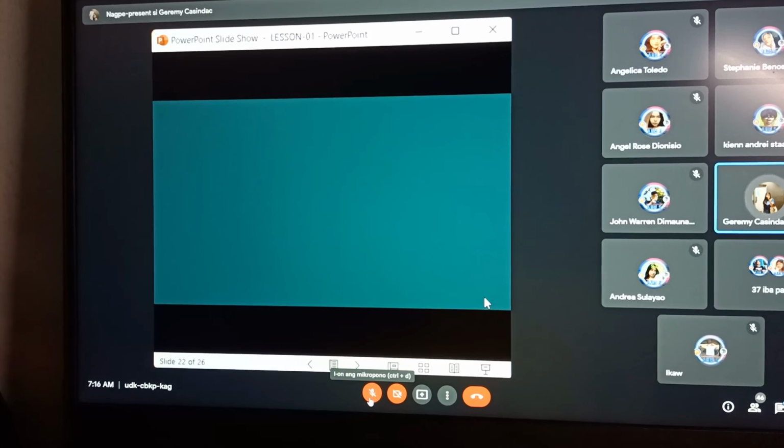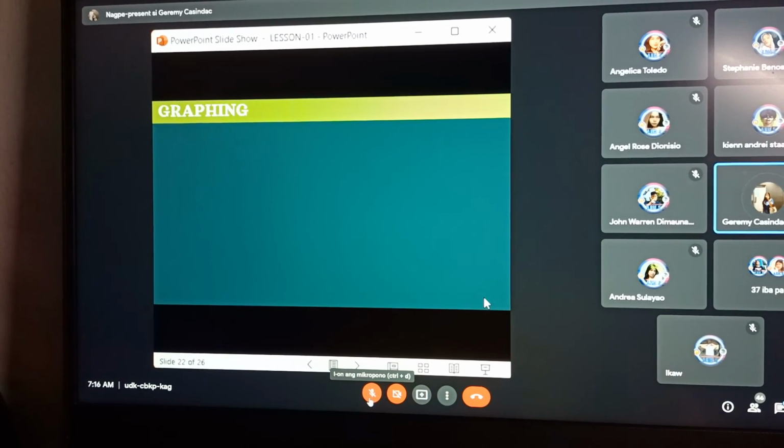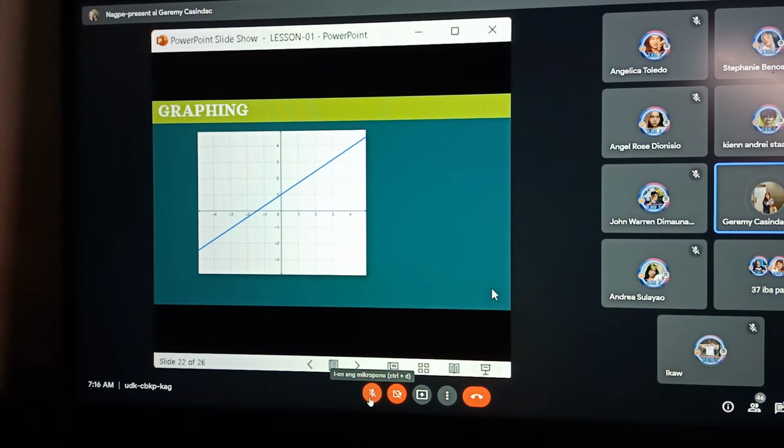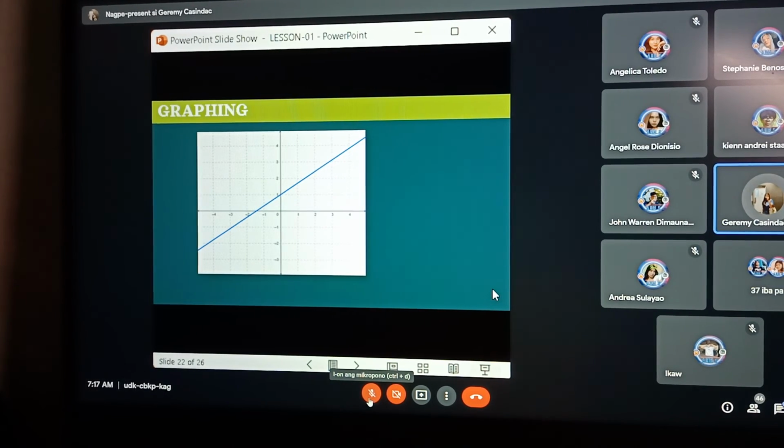The last one is the graphing. First, you are going to identify. Hindi niyo naman siguro nakakalimutan itong graphs na to. Tama? So, we have 4 parts when it comes to graph. We have quadrant 1, quadrant 2, quadrant 3, and quadrant 4.